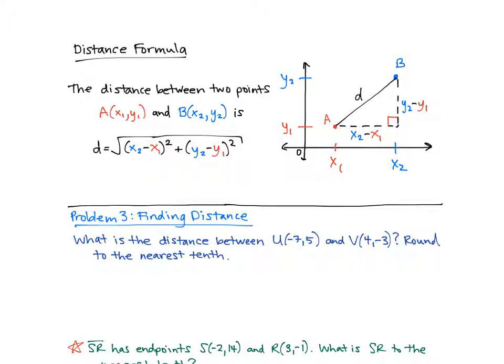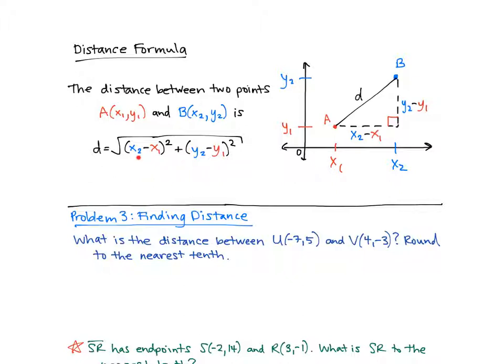This length here is the difference between x2 and x1, so x2 minus x1. This here is the difference between y2 and y1. And then this is a right triangle, so we can just use the Pythagorean theorem, right? a squared plus b squared equals d squared, and then take the square root of both sides. That's how you formulate that. But this is the distance formula.